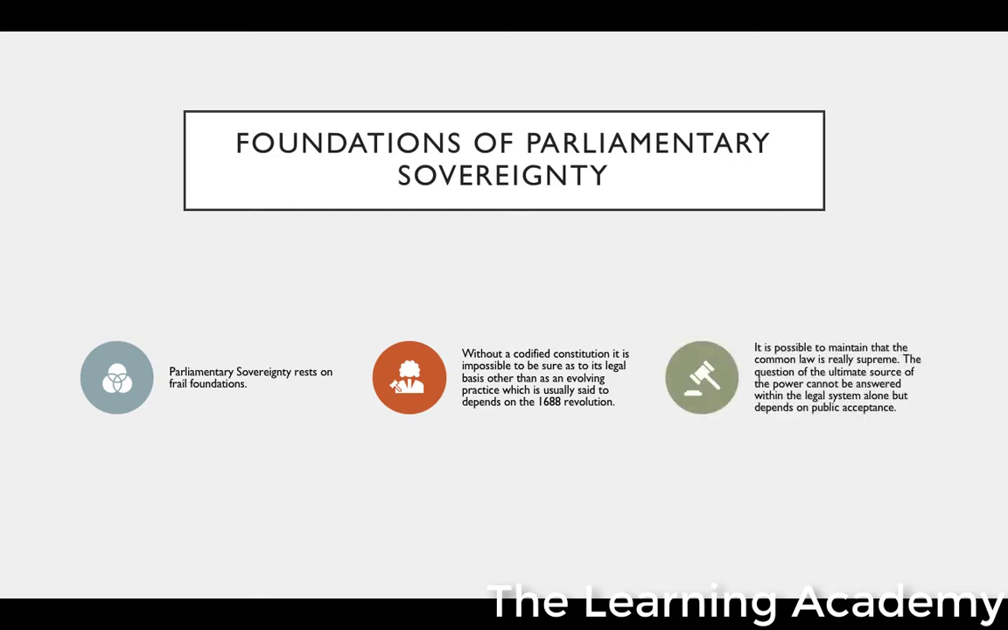It is possible to maintain that the common law is really the supreme law-making authority, because it dates back before Parliament and it rests on fundamental principles that date back to ancient Rome. However, if we were to derive an ultimate source of sovereignty in the UK, we'd have to really find public acceptance of one or the other, okay? And it's generally the accepted practice that Parliament is sovereign.